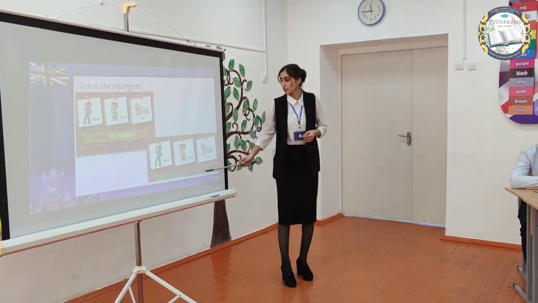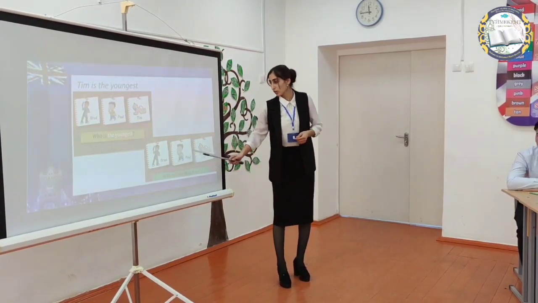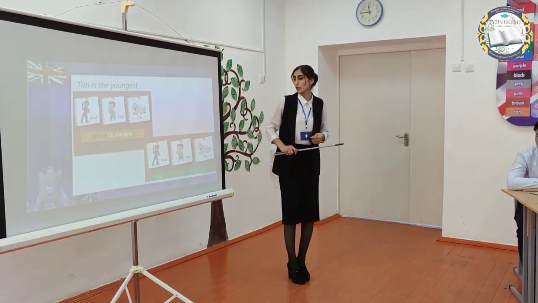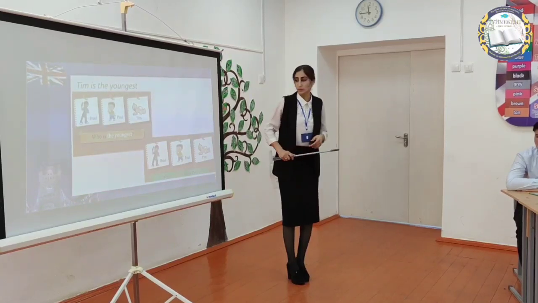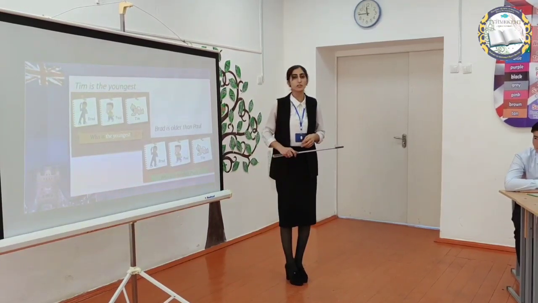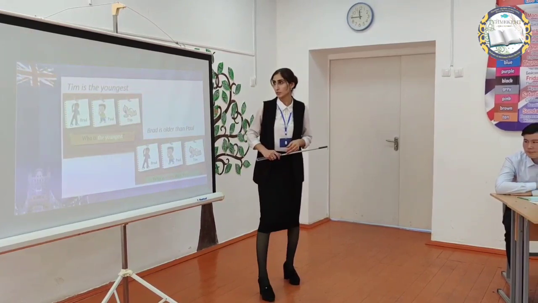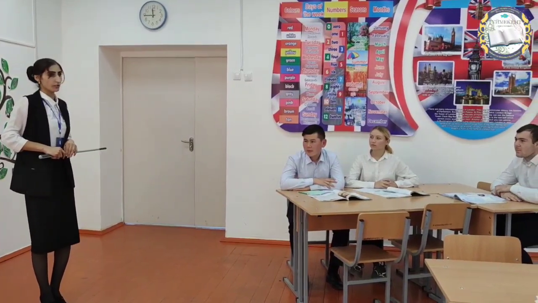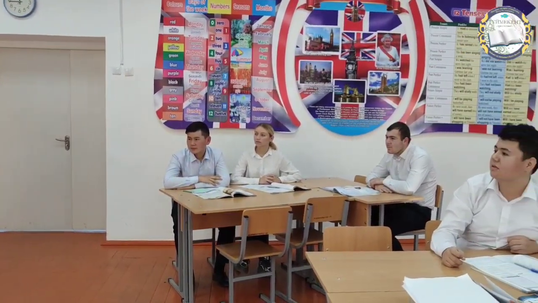The next picture. Who is older than Paul? Brett or Tim? How do you think? Brett. Yes, you're right. Brett is older than Paul. The next picture. Who is slower than the hare? How do you think? The snail. Yes, you're right. The snail is slower than the hare.